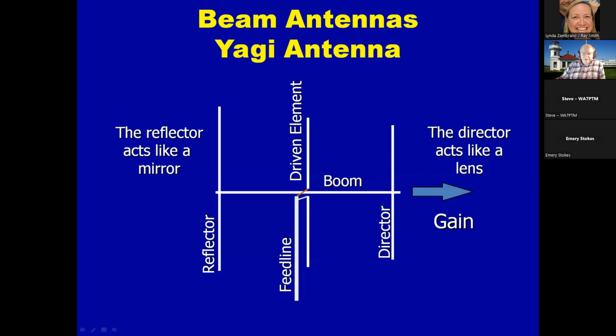A director is another element. You can have one or more directors in the direction that you want the energy to be focused. And you can think of it as acting like a lens. If you think about this like light, you've got a mirror bouncing the light back and a lens focusing it so it gets brighter in one direction. Well, it's the same concept we're doing here. Directors and reflectors are referred to as parasitic elements because they're not actually being driven by the feed line. They're just, again, either reflecting the energy or focusing it forward. Reflectors are about 3% long.